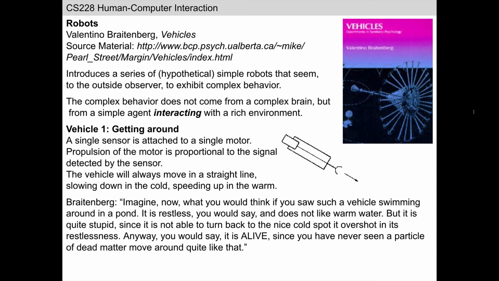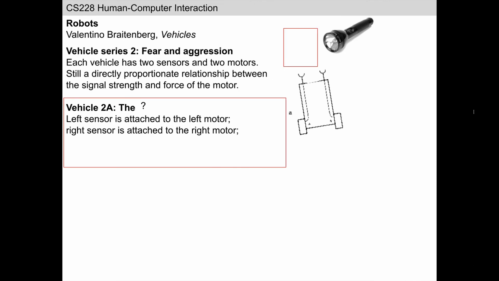That's vehicle 1. Okay. In chapter 2 of Vehicles, Braitenberg introduces 2 different vehicles, vehicle 2A and 2B. Let's start with vehicle 2A. Slightly more complicated than vehicle 1. We have 2 sensors on the front of the vehicle, 2 wheels on the back. We're going to assume now that these 2 sensors are light sensors. You'll notice that there's a little plus sign next to each of the 2 wires, which represents a positive connection. So the stronger the sensor fires, the faster the wheel turns.